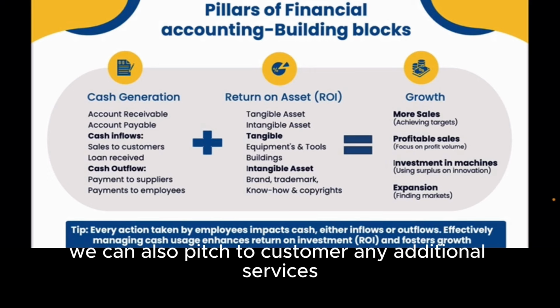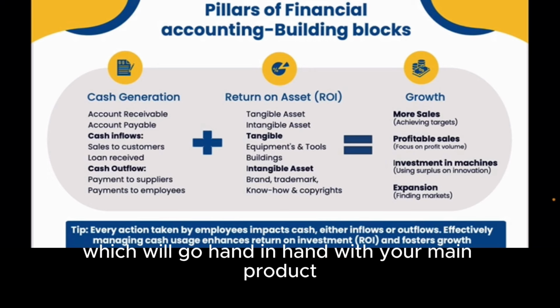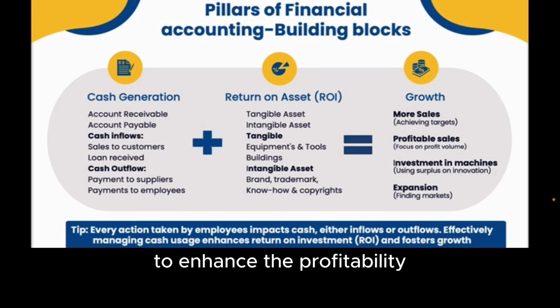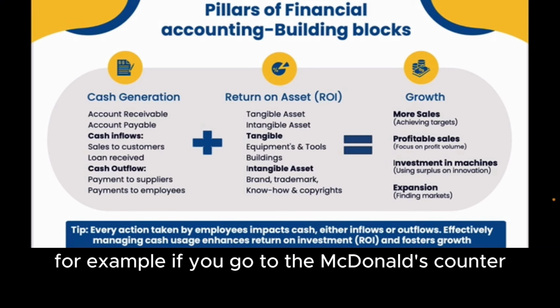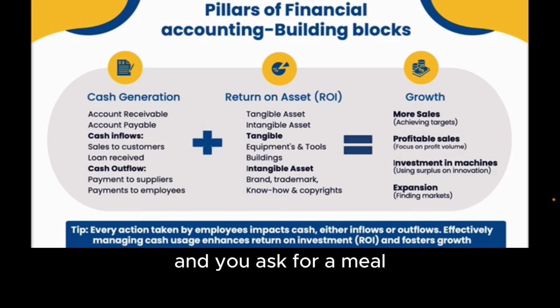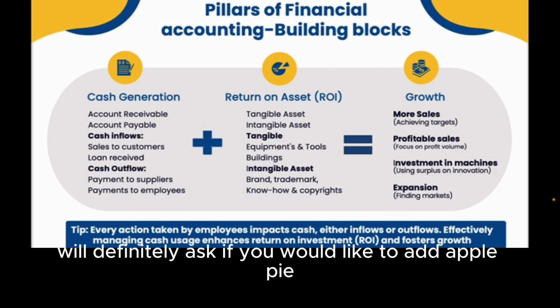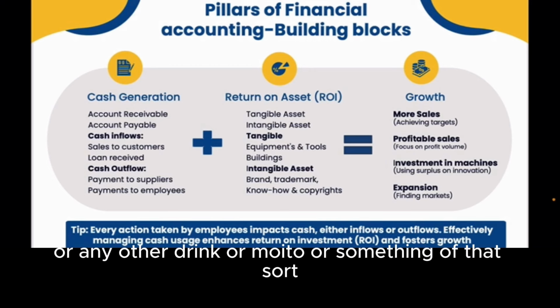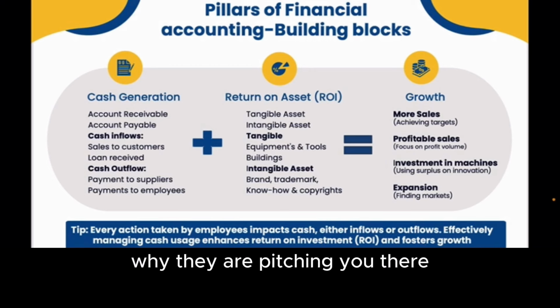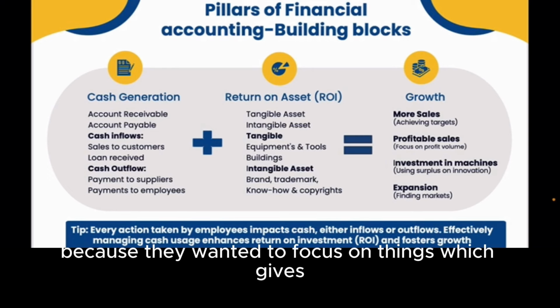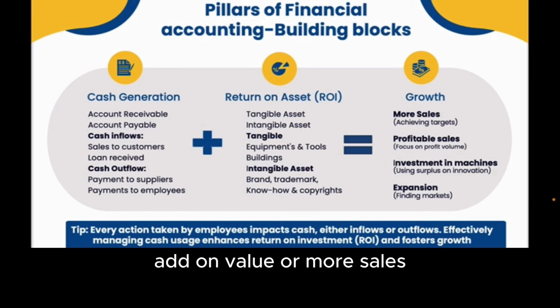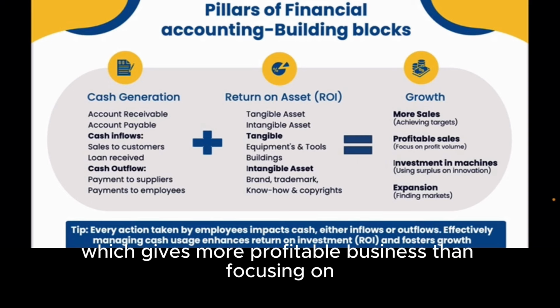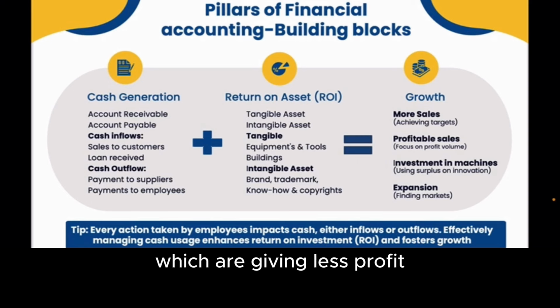Besides, we can also pitch to the customer any additional services which go hand in hand with your main product to enhance profitability. For example, if you go to the McDonald's counter and ask for a meal, a normal dinner meal, the customer service representative will definitely ask if you would like to add an apple pie or any other drink or mojito or something of that sort. Why are they pitching this to you? Because they want to focus on things which give add-on value or more sales. So it is very important that we focus on profitable sales and sell the product which gives more profit to the business, rather than employing our resources on products which give less profit.